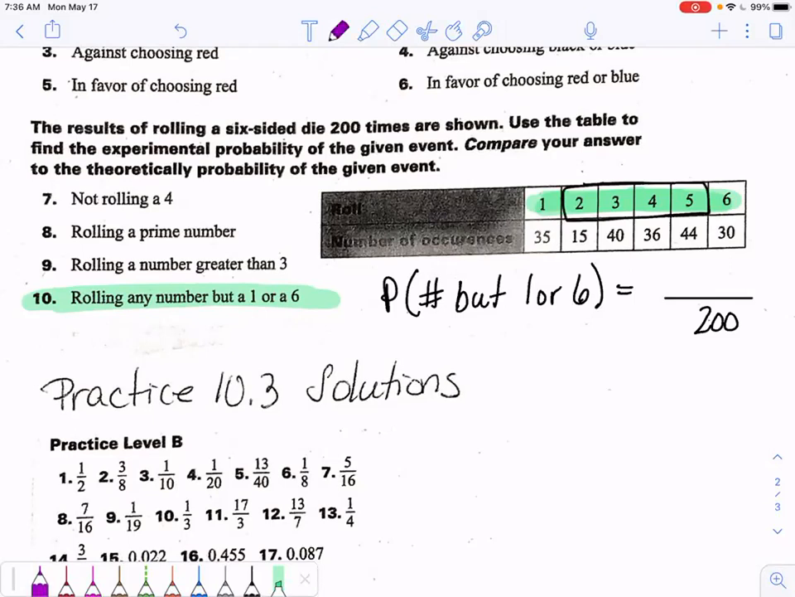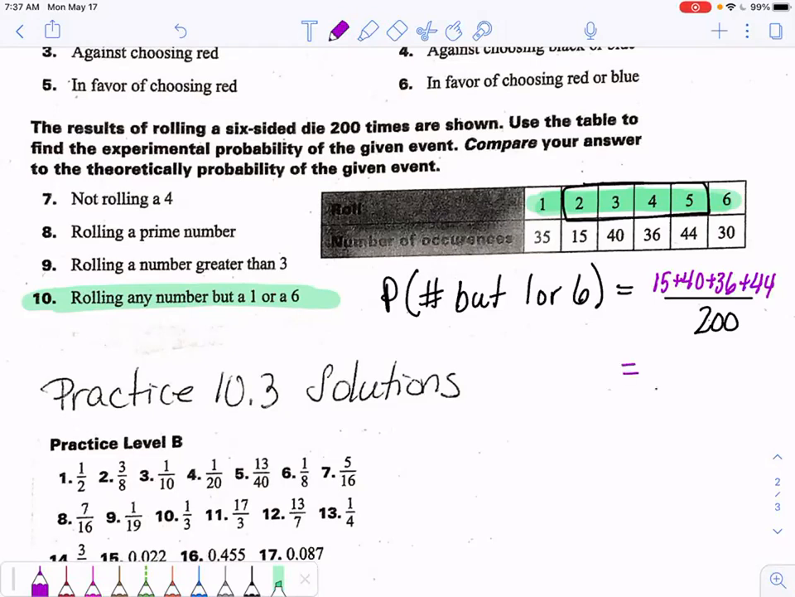But you need to add the numbers underneath, because those are the times that you actually rolled the die and got a 2, a 3, a 4, a 5. So you need to take the 15, the 40, the 36, and the 44 and add those values together. So you're using the actual data. This is called experimental probability, when you use actual data and add that together.